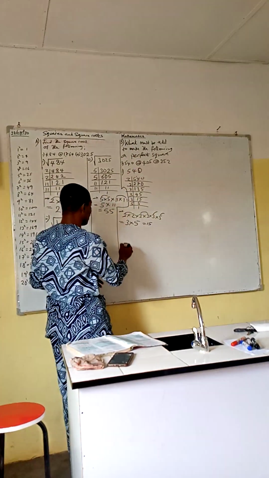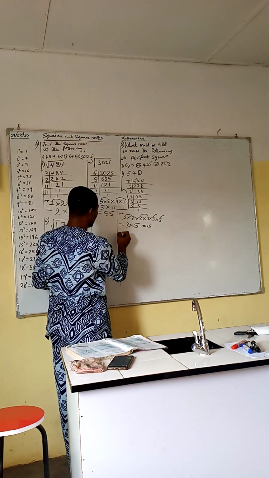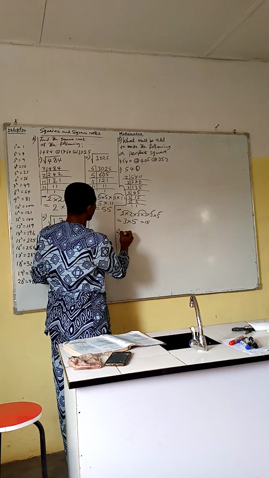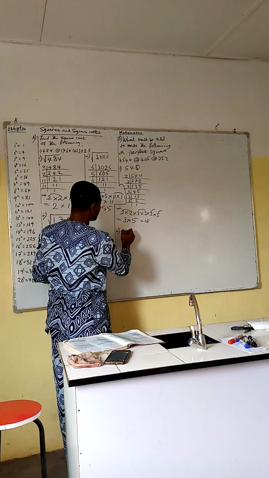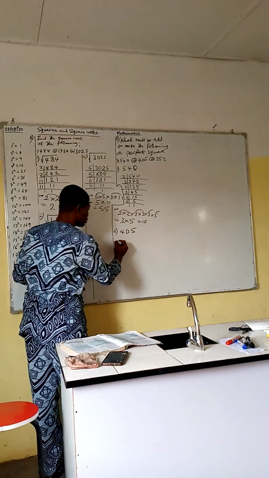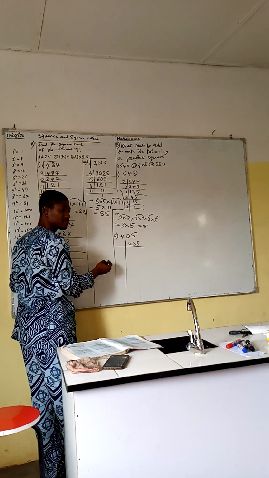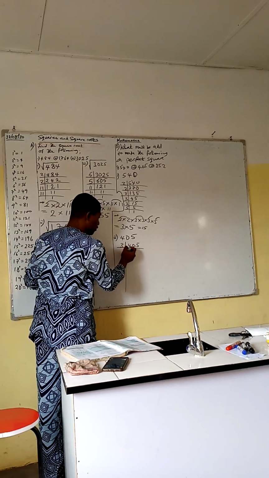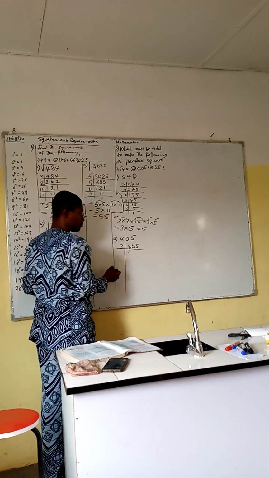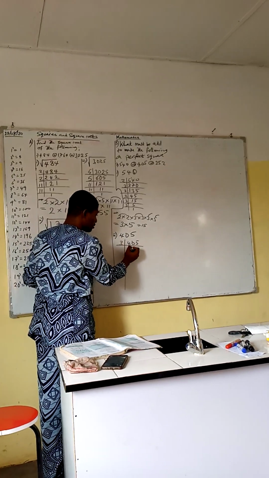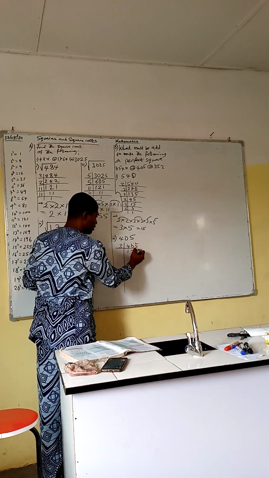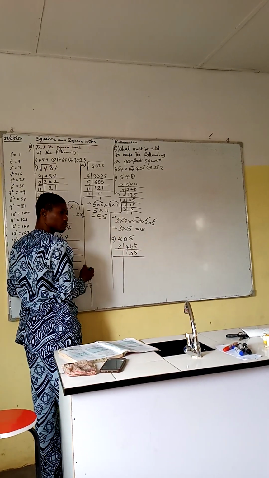Let me take the second one. What must be multiplied to 405 to make the perfect square? Find the factors of 405. What can go into 405? 3. 3 into 405 is 135. Another 3 into 135 is 45. 3 times 3 is 9. Another 3 into 45 is 15. 5.